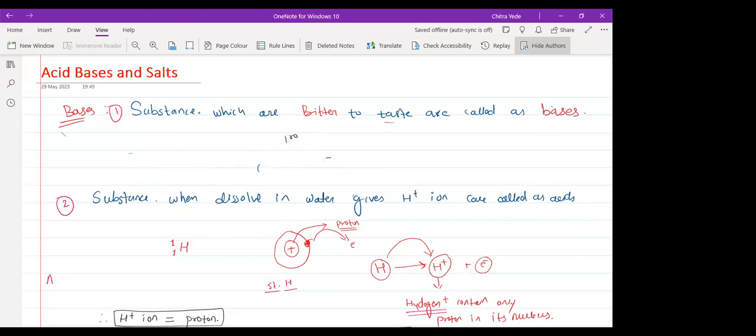Now, if we dissolve in water, what will happen? We have to check first. So I'm just taking sodium hydroxide, NaOH. We are going to dissolve it in water. So it is going to produce sodium positive ion and OH negative ion, beta. That OH negative ion is a characteristic feature of the bases. It means when bases are dissolved in water, they produce hydroxide ion.